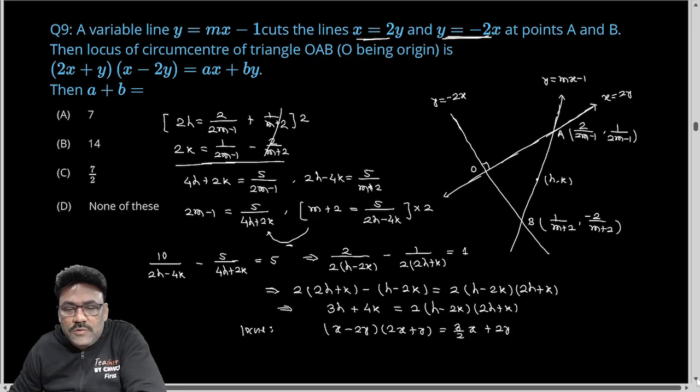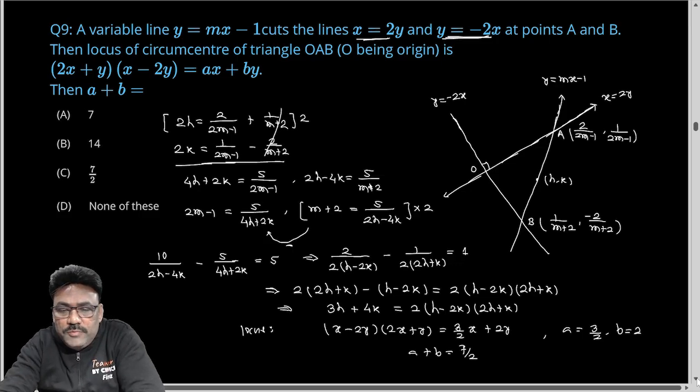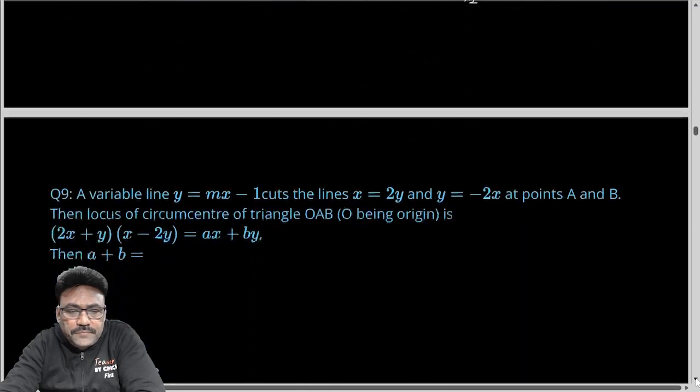And they have given the locus as x minus 2y into 2x plus y is equal to ax plus by. So that means a is 3 by 2 and b is 2. If you add a plus b, it should be 7 by 2, which is option C.